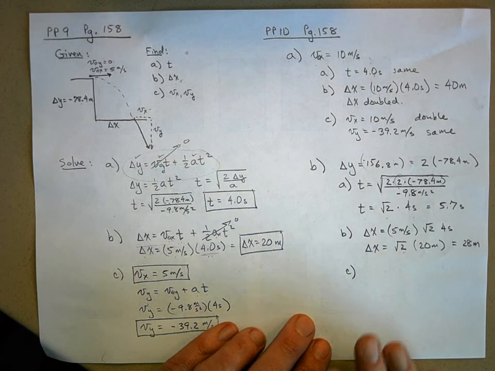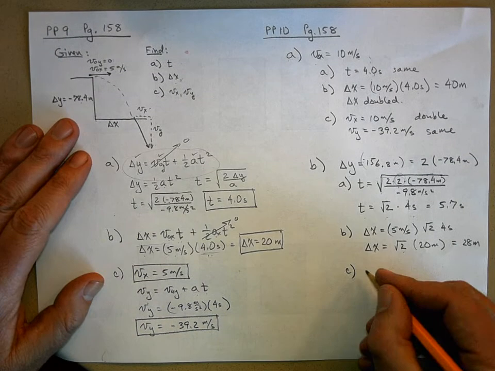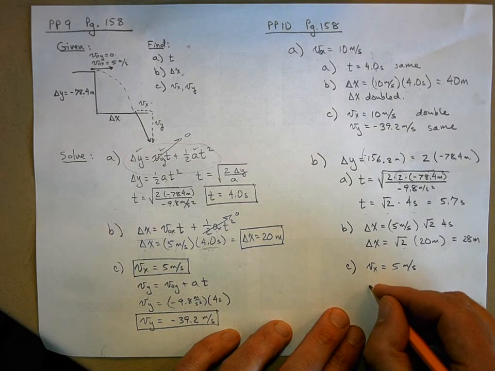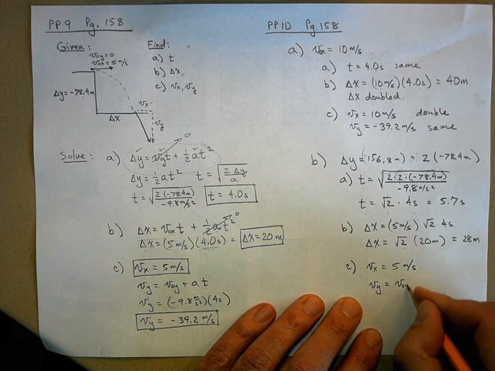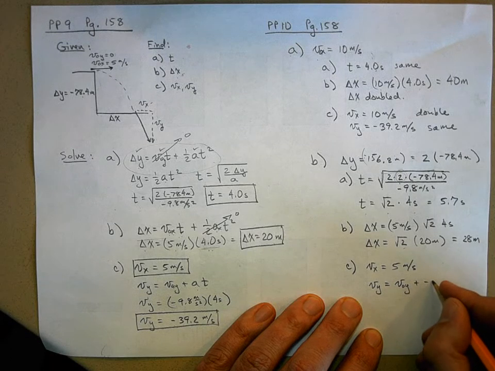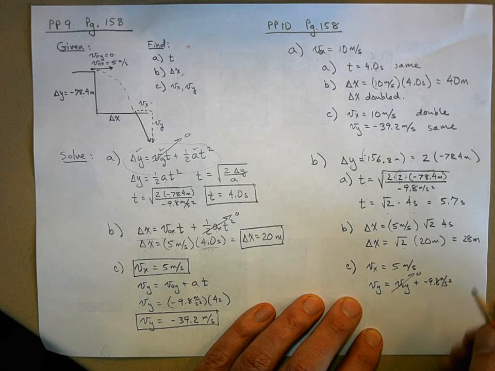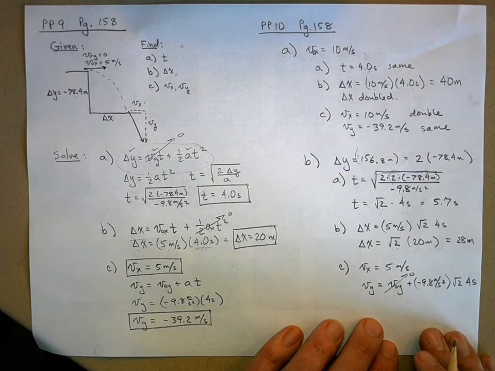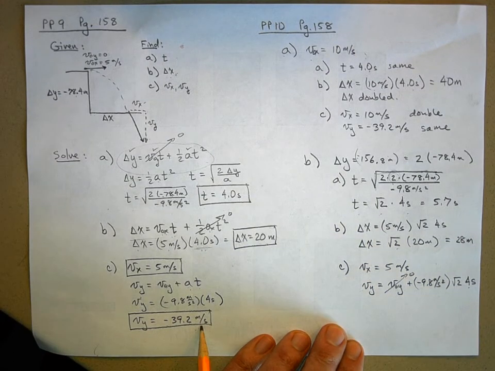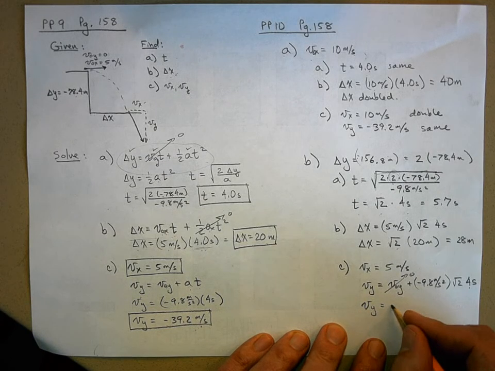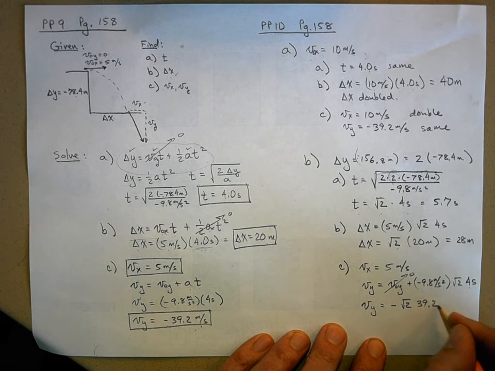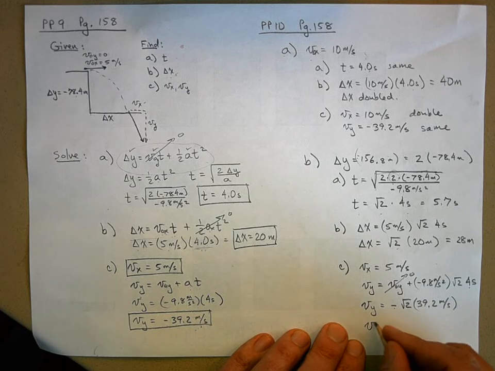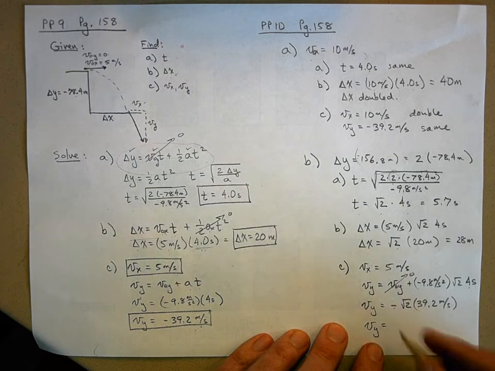And finally, for part C, well, Vx is the same. We didn't change that. It's 5 meters per second. But let's look at Vy. It equals V naught y plus A times t. But A is negative 9.8 meters per second squared. This is 0. Times the square root of 2 times 4 seconds. Well, this is 4 seconds times this. This is just going to give us what we got before. Negative square root of 2 times 39.2 meters per second. I guess I could have put the negative in there. And that turns out to be 55, if you round it off.